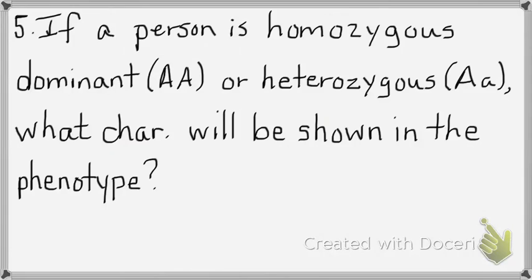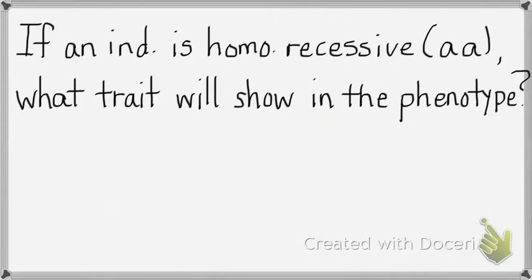Okay, I have if a person is homozygous dominant, like big A, or if they're heterozygous, like big A, little a, what characteristic will be shown in their phenotype? Will they look dominant or will they look recessive? Dominant. Okay, good. That's an easy question. How about if an individual is homozygous recessive, like little a, what trait will show in their phenotype?